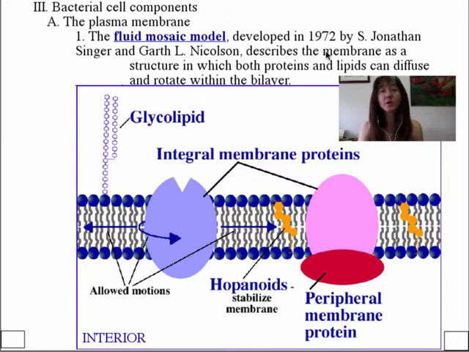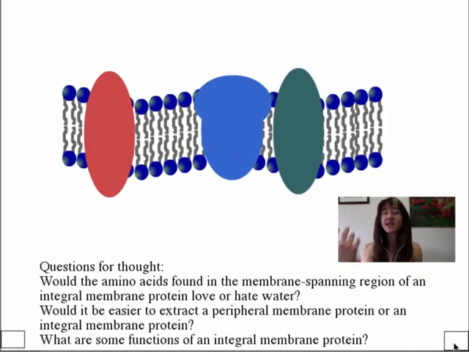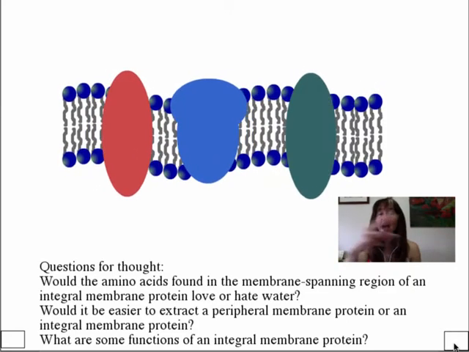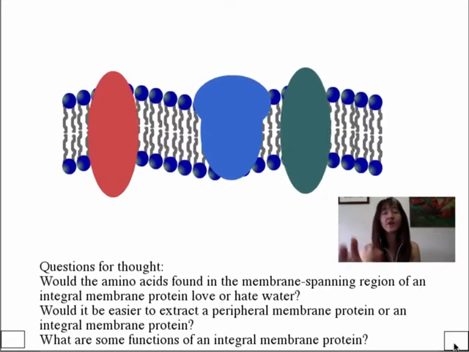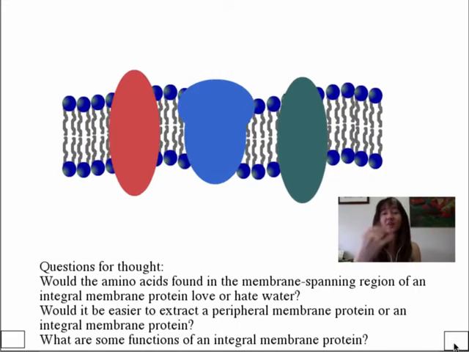Now, this model was developed in 1972 by S. Jonathan Singer and Garth L. Nicholson, and it describes the membrane as a dynamic structure in which both proteins and lipids can diffuse laterally and rotate. Now, I have a cheesy cartoon to show you guys this. By no means is this cartoon showing everything, because I had a hard time showing rotation. My animation skills are B-rate at best, but I want to show you this idea that it is dynamic, right? There's the lateral motion, horizontal. If we could show those also spinning, that would be a good thing to also show.